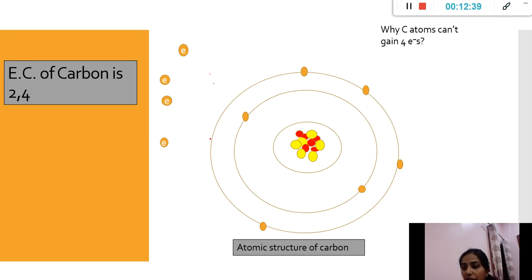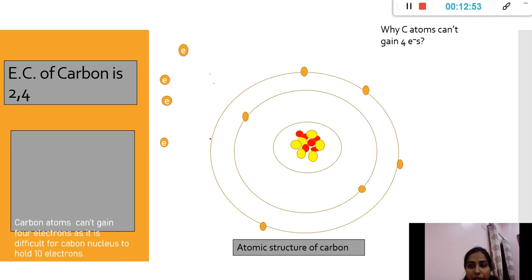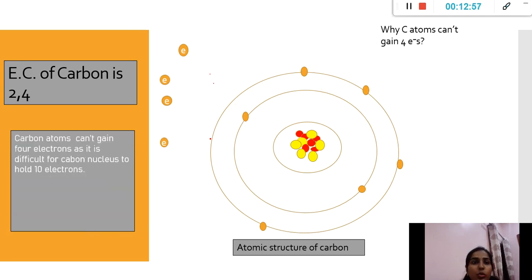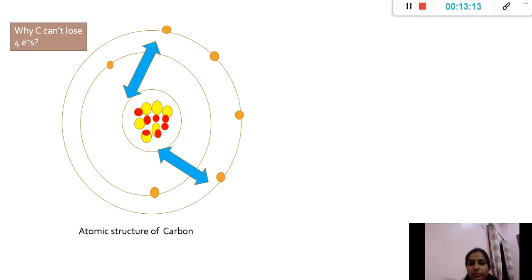The reason behind that is the carbon nucleus doesn't have much power to hold the 10 electrons. So the carbon atom can't gain 4 electrons, as it is difficult for the carbon nucleus to hold the 10 electrons. So that's why the carbon atom can't gain 4 electrons. So why can't the carbon atom lose 4 electrons?